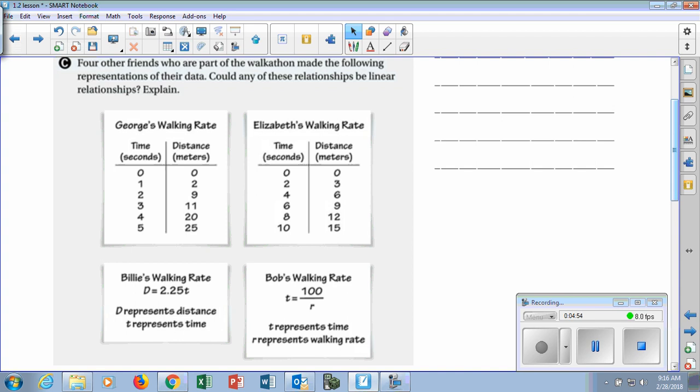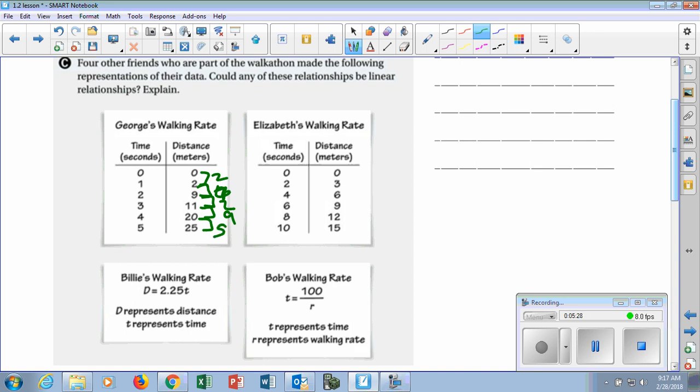Let's start with George. Can someone tell me, Maria, what George's distance is going up by? Right here, 0 to 2 is what? Okay, perfect. And then 2 to 9? Oh, 7. Yep, you're right, 7. Okay, and then 9 to 11? 2. 11 to 20? 9. 20 to 25? 5.